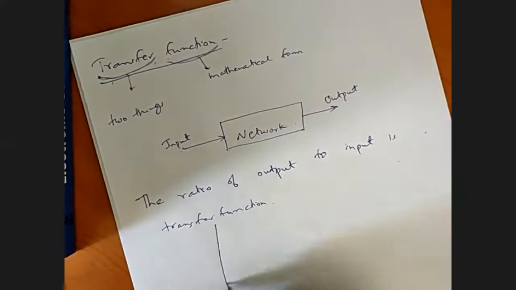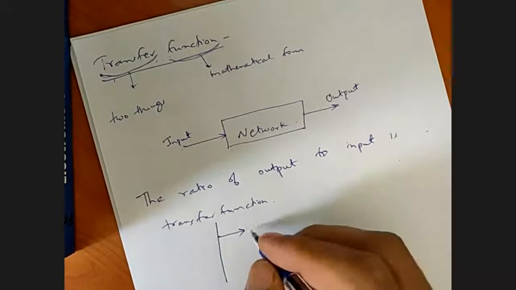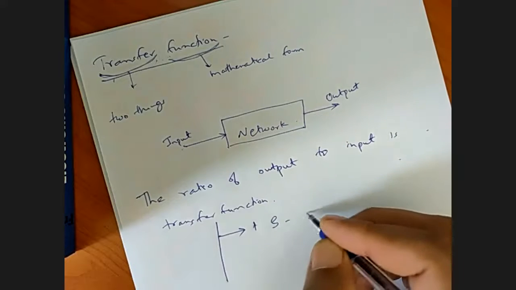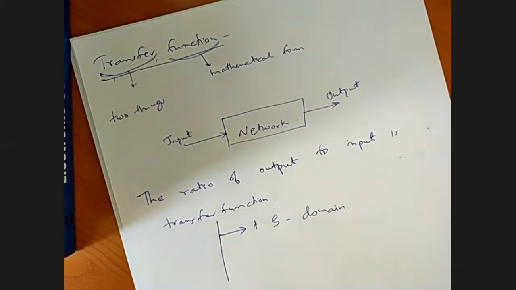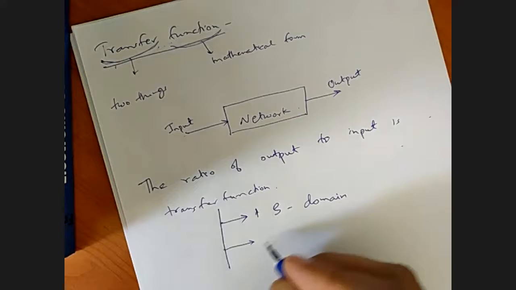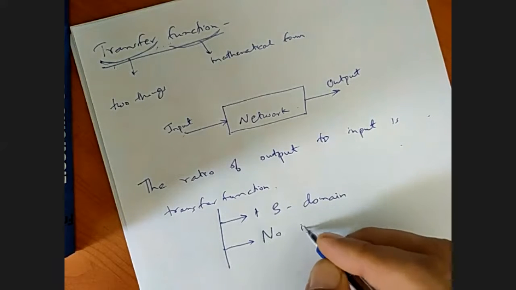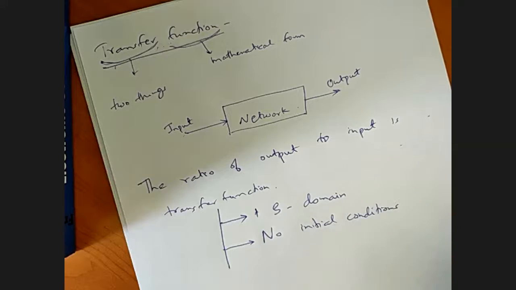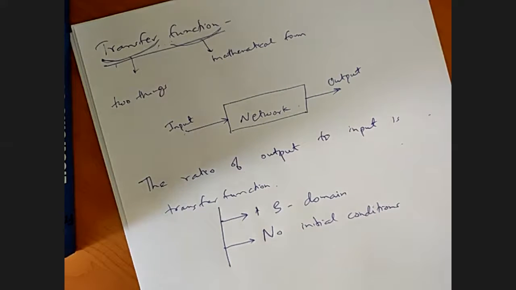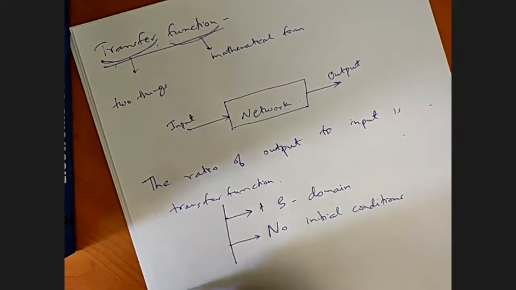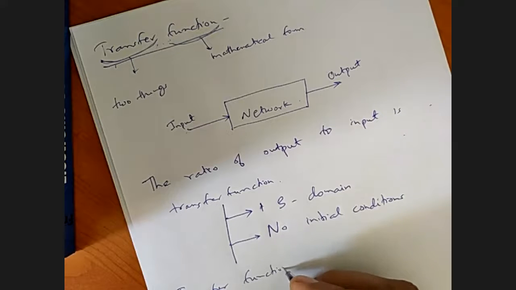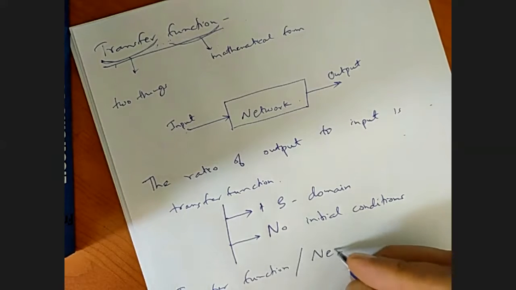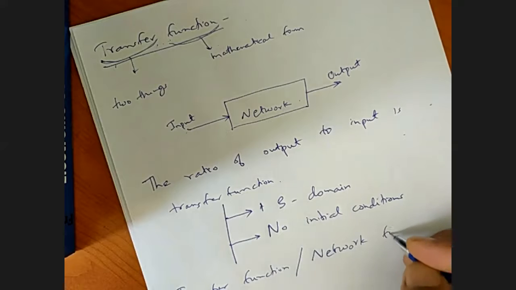Some properties of transfer function: it is represented in S domain. We consider no initial conditions. We will assume that the circuit is at rest, and then we will be finding the transfer function. The transfer function is sometimes also known as network function.